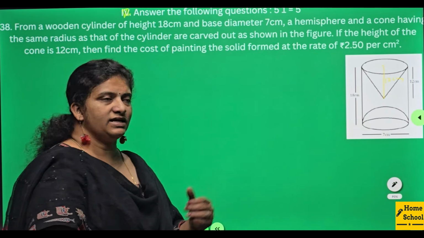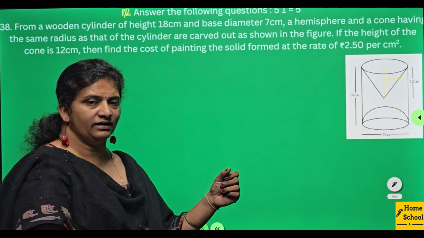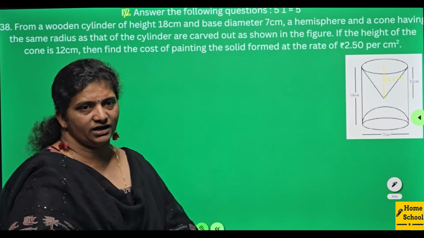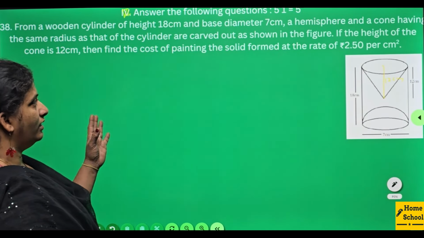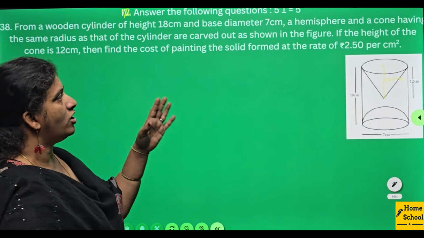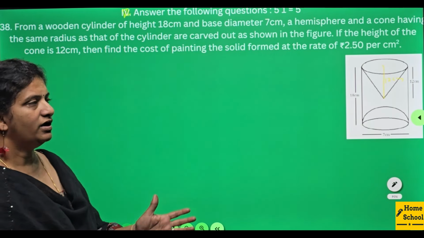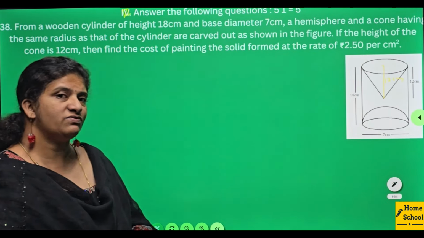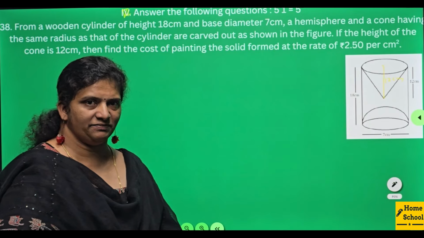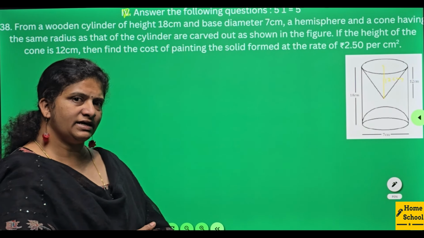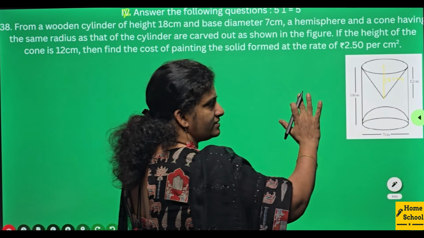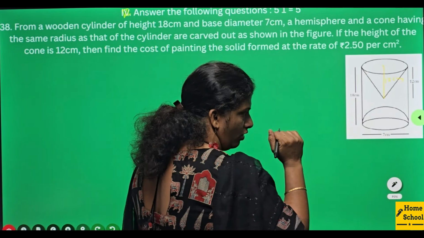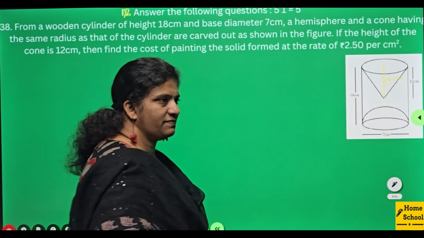There is a figure you can see. It is a wooden cylinder. From that wooden cylinder, a cone is scooped out and down a hemisphere is taken out. Find the cost of painting the solid. If you need to find the cost of painting, first we need to find the CSA. How do we get CSA? What all can you see in this figure? CSA of a cylinder plus CSA of a cone plus CSA of a hemisphere.